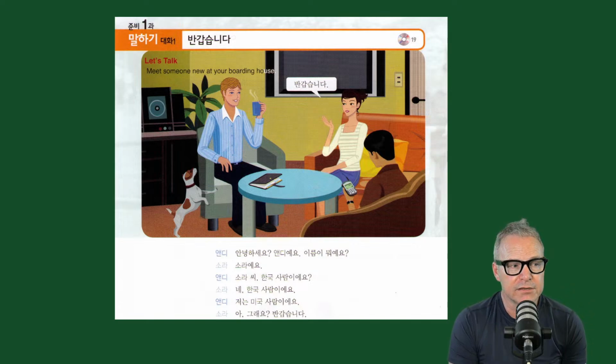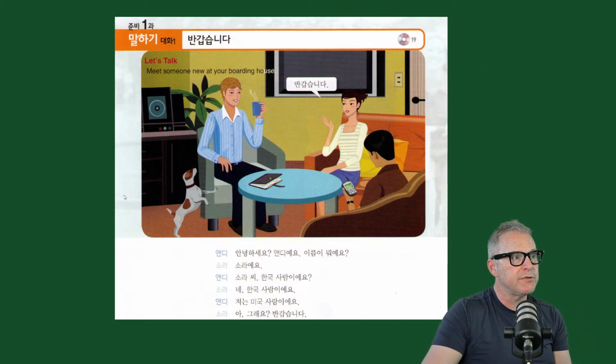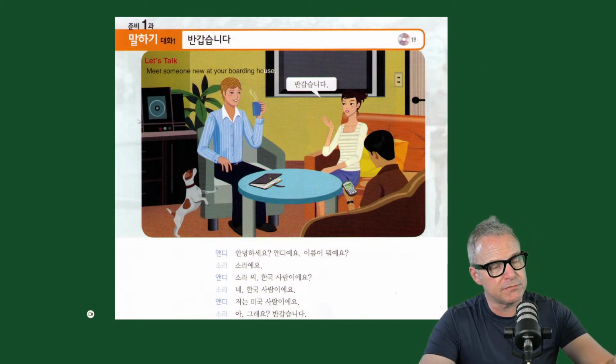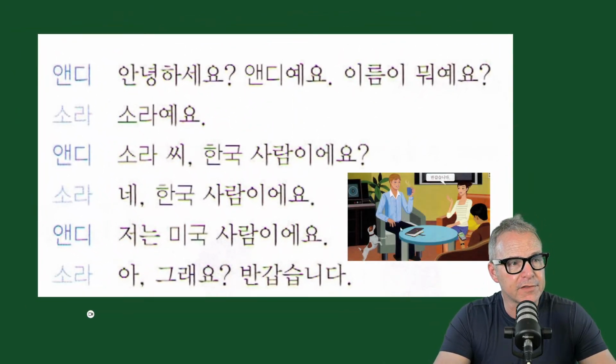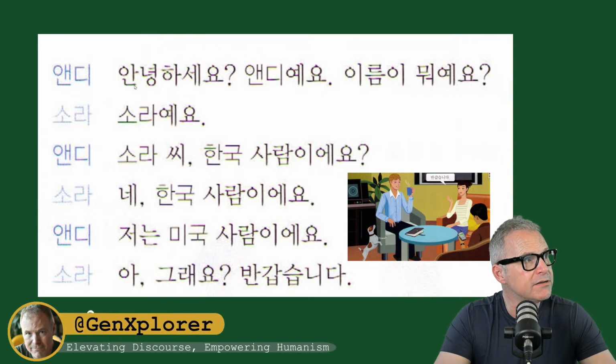Pangapsumnida equates to I'm pleased to meet you. It's a pleasure to meet you. In this conversation, we've got two participants: Andy, in the blue and white striped shirt here, and Sora to Andy's left, to our right. So Andy and Sora. Andy begins the conversation by saying, 안녕하세요.